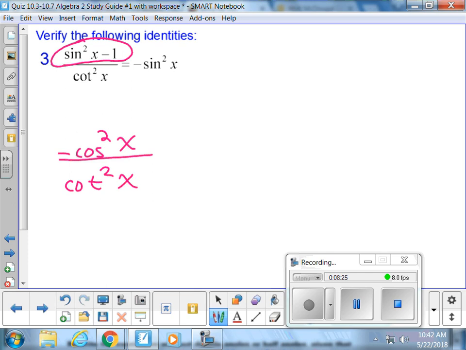Now, just a refresher on how to do these verifying problems. You do verifying problems by only working on the left-hand side and trying to make your left-hand side match your right-hand side. Once your left-hand side matches your right-hand side, you'll be done. It's kind of like a little proof.